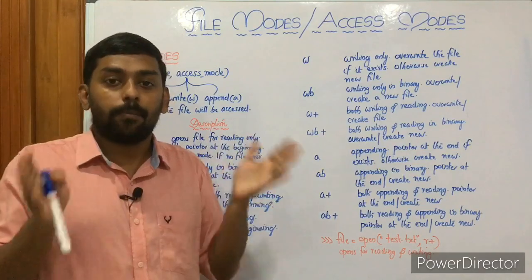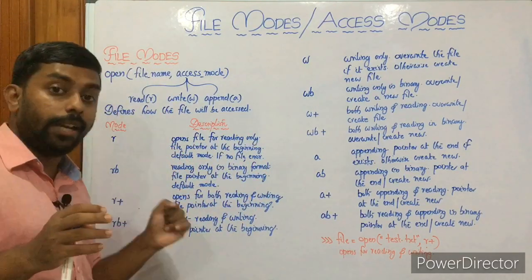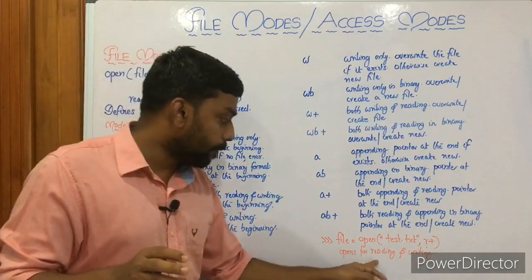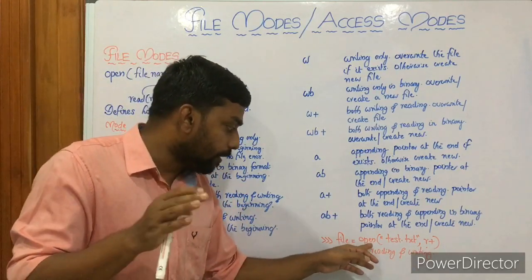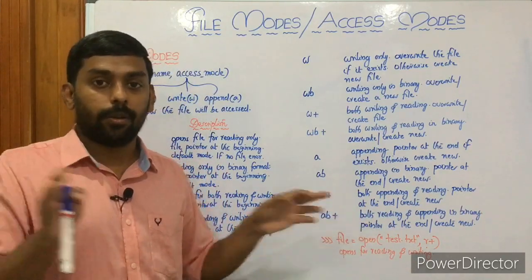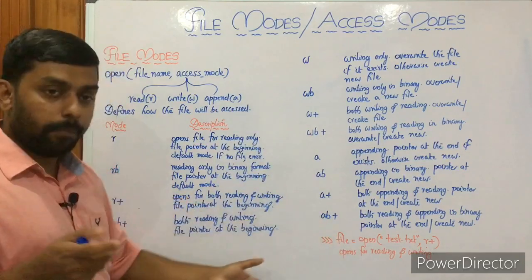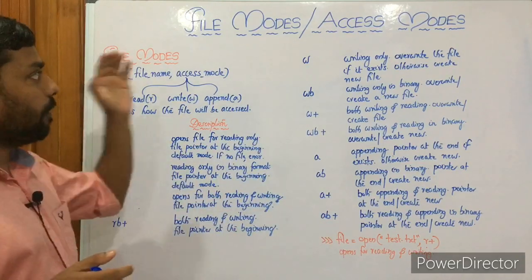What is r plus? R plus stands for both reading and writing. It opens for reading and writing. Actually, this statement opens the file test.txt for reading and writing. You can perform either a reading or a writing operation. So this is how we can implement it. So this is all about file modes or access modes.